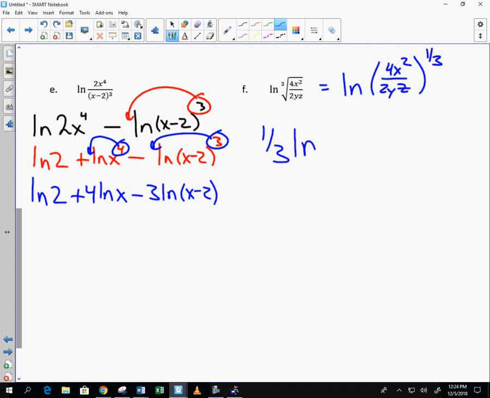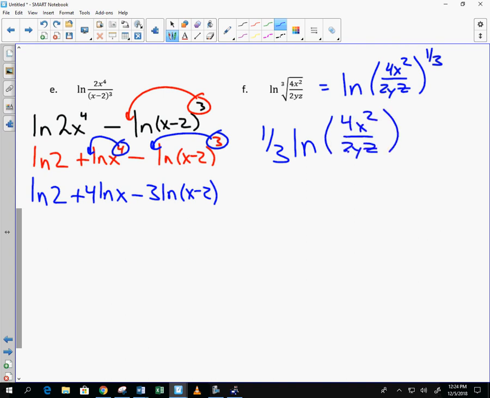Uh-oh. I think the smart board got mad at me. There, yep. Turned red. Angry face. There it is. 4x squared over 2yz.